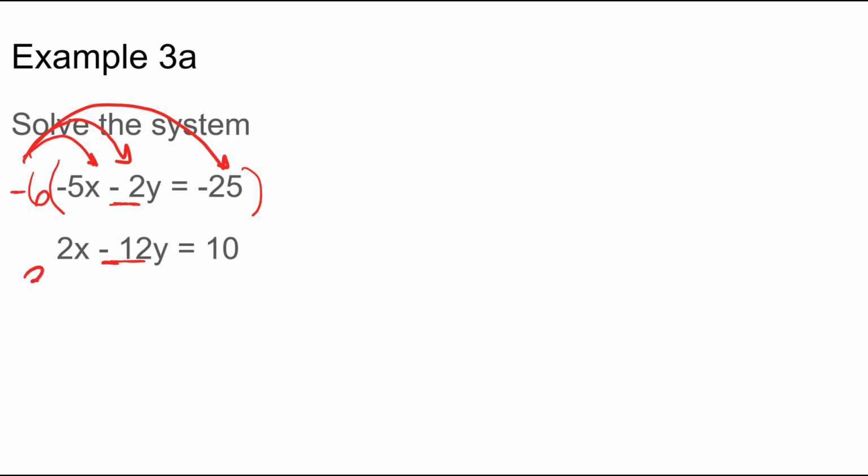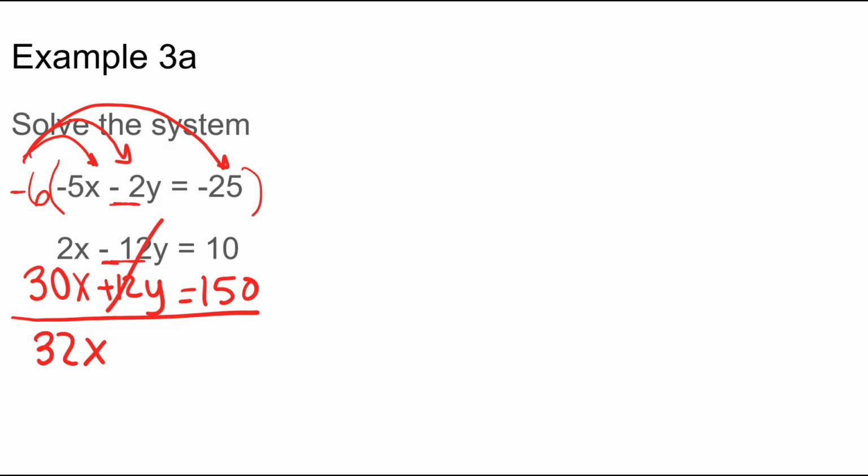So on the bottom we get positive 30x. Now negative times a negative is a positive 12y. There you go. You get that opposite sign, same number. And then negative 25 times negative 6 is going to give us a positive 150. Now I know what you're thinking. These numbers are really big. We're just going to keep going. So we get 32x. These eliminate and are equal to 160. We're going to divide both sides by 32. And we get x is equal to 5. That seems more reasonable. We're halfway done.